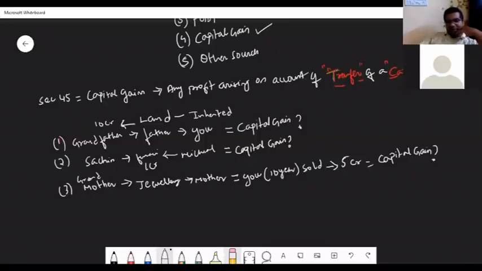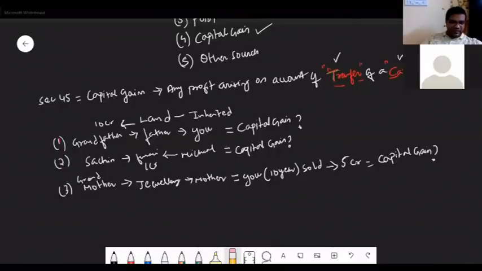So all you have to tell me in these three transactions is whether they give rise to capital gain or not. In order to answer this question, it is very important to understand these two words. The first thing is that you have to understand whether the property involved in case number one, case number two, and case number three is a capital asset or not. And second, whether these three transactions result in transfer of the property or not. That's the reason I said that the moment you understand what is a capital asset and what is a transfer, by default, you will be able to answer any question on capital gain.